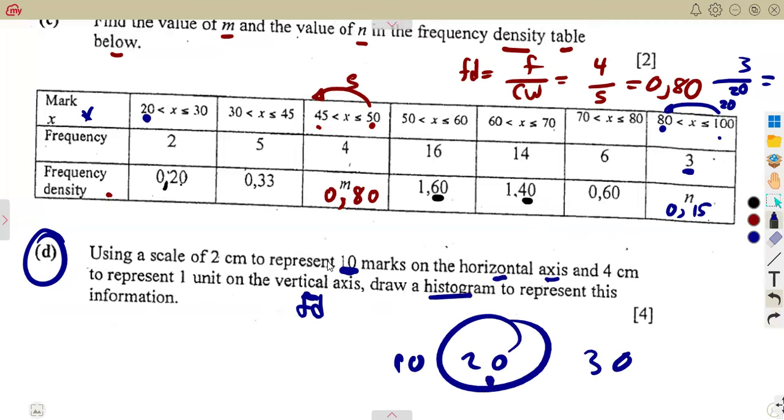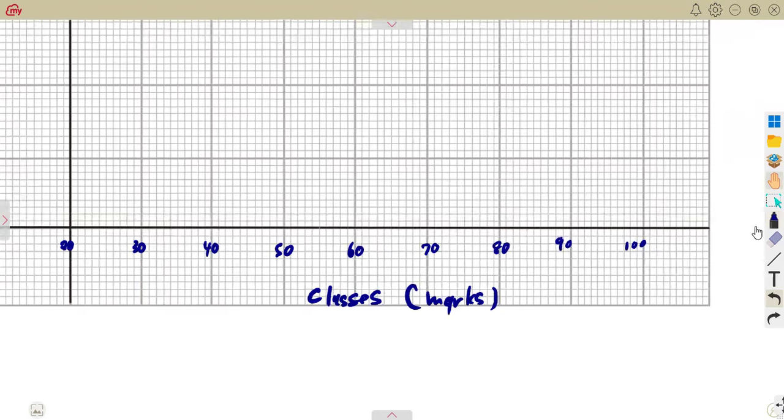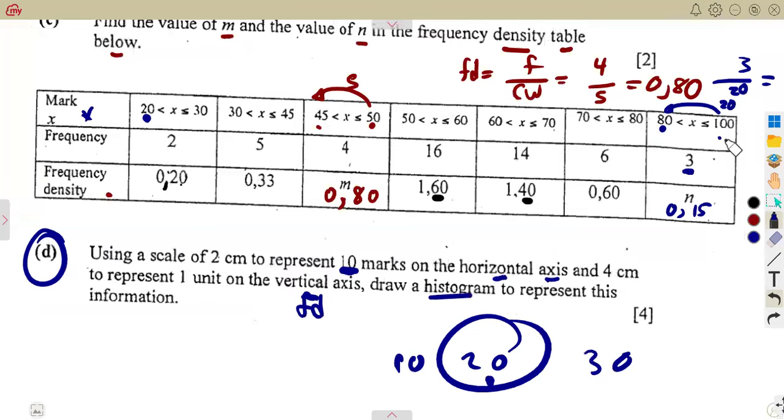So we can start at 20 instead of starting at 10. On the horizontal axis, the marks are the classes in this case. They represent the marks that we are given there. So we can start at 20, a multiple of 10: 20, 30, 40, 50, 60, 70, 80, 90, 100, 110, and so on, depending on the values we have. We need up to 100.